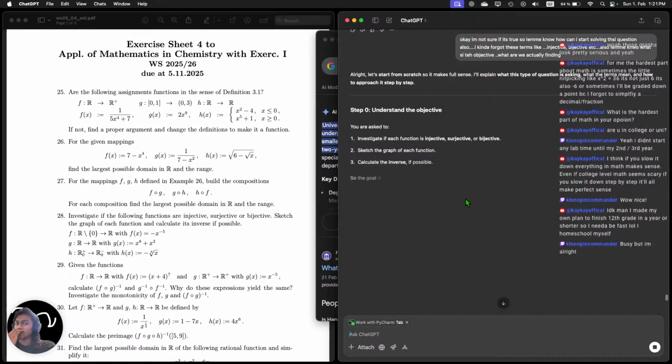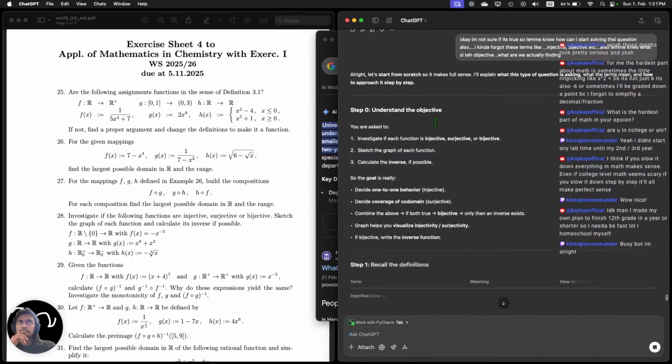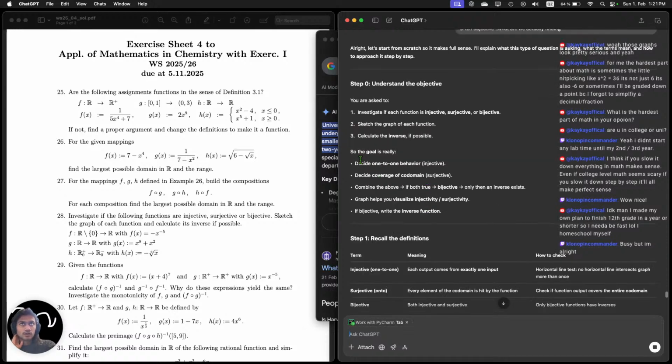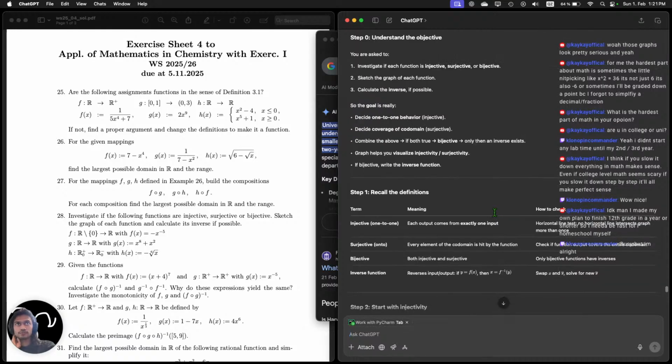Let's start from scratch. You're asked to investigate if each function is injective, surjective, bijective. Sketch the graph. Decide one-to-one behavior: injective. Decide coverage of codomain: surjective. Combine the above. If both are true, bijective, and only then an inverse exists. The graph helps you visualize injectivity and surjectivity. If bijective, write the inverse function.